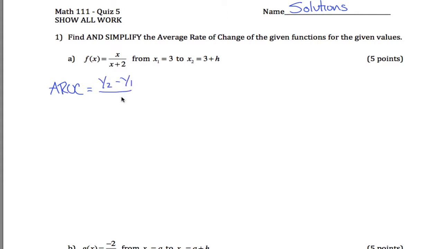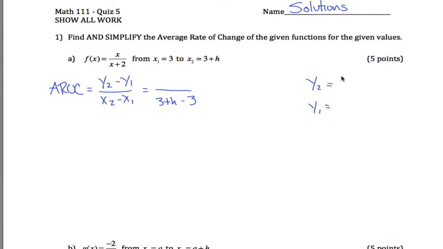What it is, it's the change in the y coordinates divided by the change in the x coordinates, kind of akin to slope, I guess, if you want to think about it that way. Fortunately, the problem gives us two different x coordinates. So if I want to do x2 minus x1, I got 3 plus h minus 3. What I need to know are the corresponding y coordinates. I need to know what's y2 and what's y1.